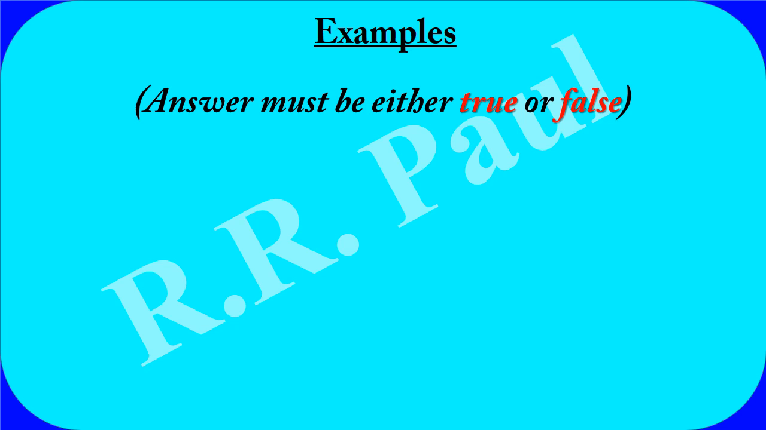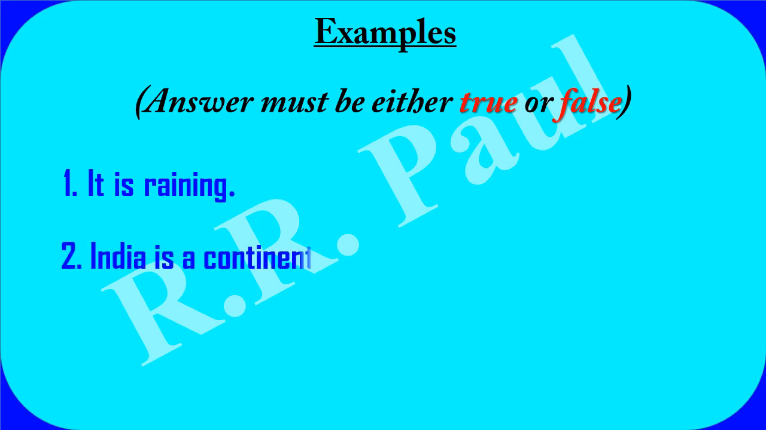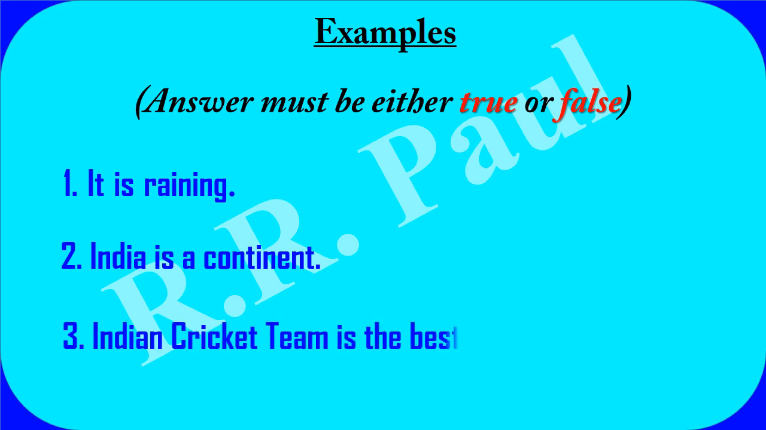Few examples of propositions are given below. First is, it is raining. Second, India is a continent. Third, Indian cricket team is the best team in the world. If you look at the answer, it can be either true or false in each of these cases.